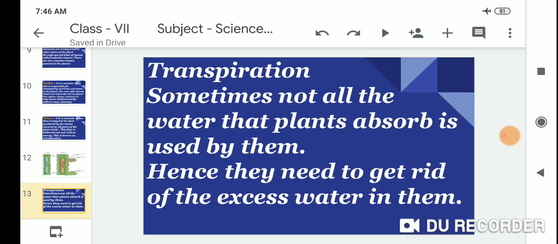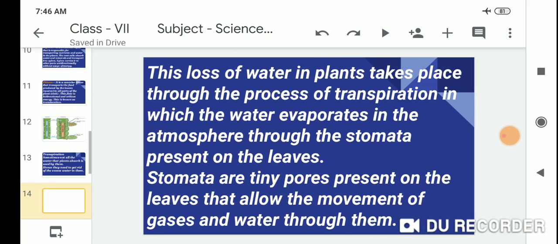Transpiration. Sometimes not all the water that plants absorb is used by them. Hence, they need to get rid of the excess water. This loss of water in plants takes place through the process of transpiration, in which the water evaporates into the atmosphere through the stomata present on the leaves. Stomata are tiny pores present on the leaves that allow the movement of gases and water through them.